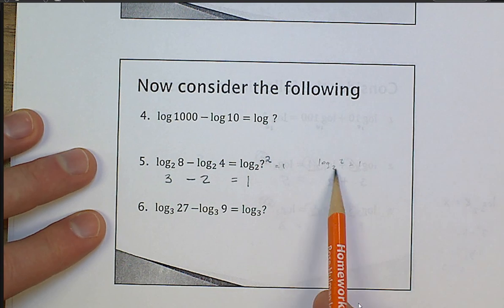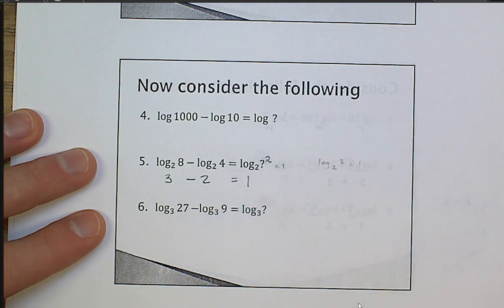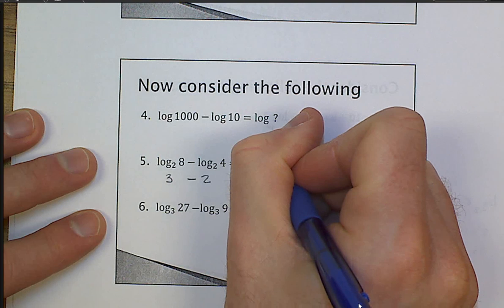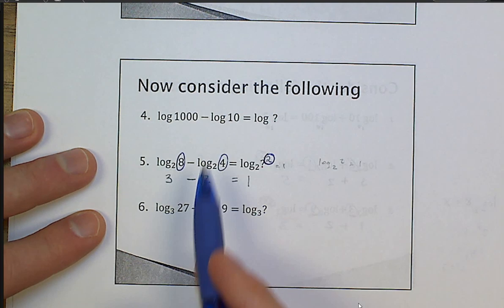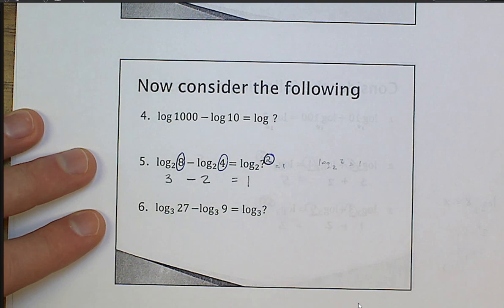Okay? Now, the question again remains the same. How are we getting this 2 based on these numbers here? Again, these are all minus signs. All right? Let's take a look at number 6.